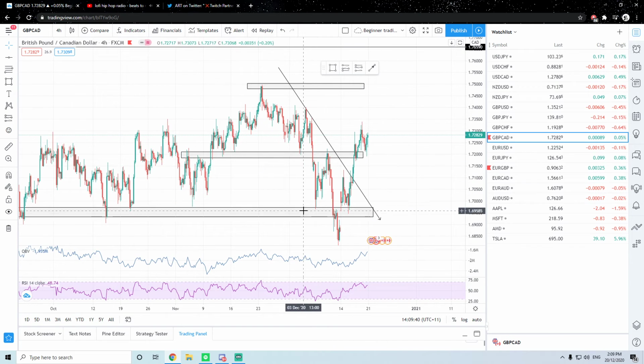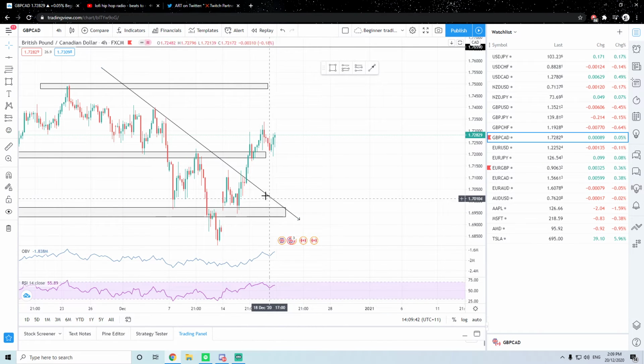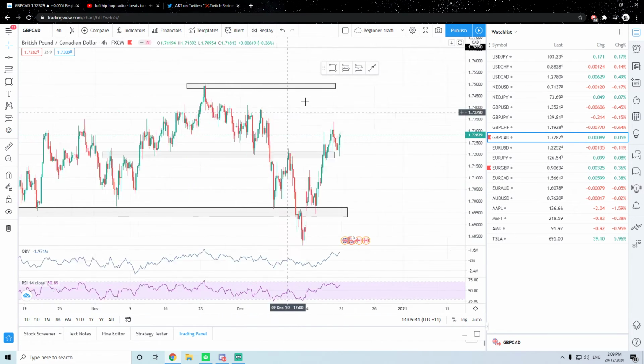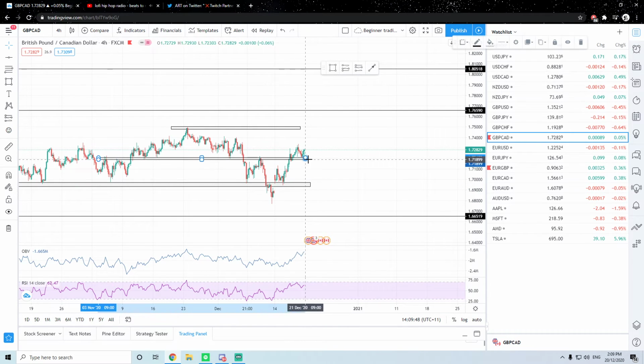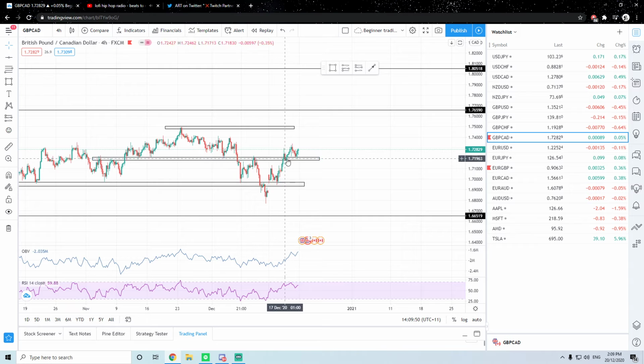So I just deleted the trade that worked well. We can now see that this down arrow is now irrelevant because it's starting to create uptrend structure. We can also see that it broke this area here and then retested and continued to head towards the upside.